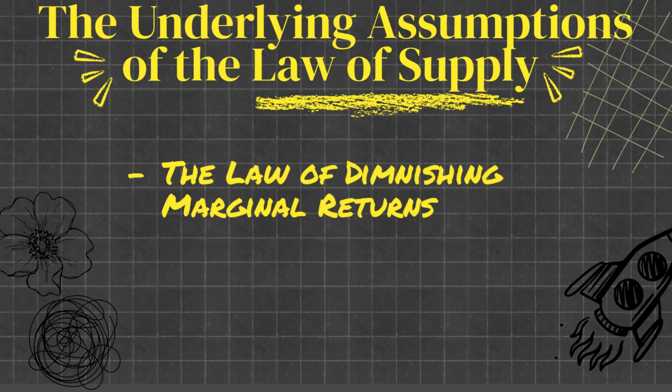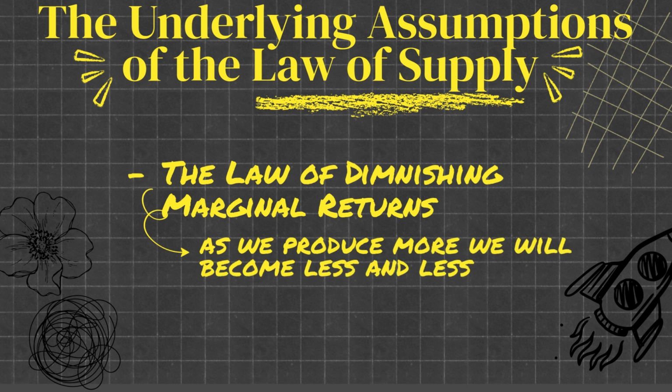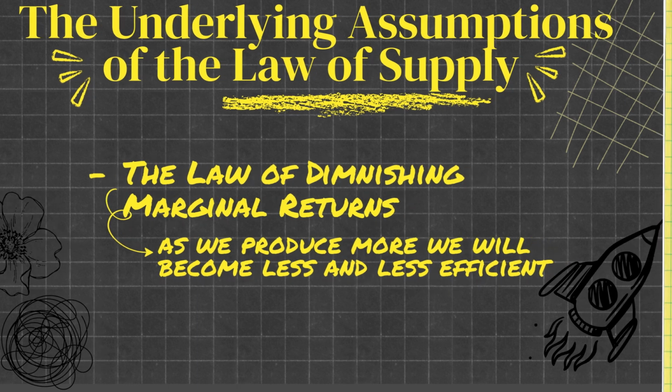Just like the law of demand had some underlying assumptions, so too does the law of supply. It's called the law of diminishing marginal returns, and it basically tells us that as we produce more, we will become less and less efficient. Let's see it in action with an example, and we'll track the data with this chart.